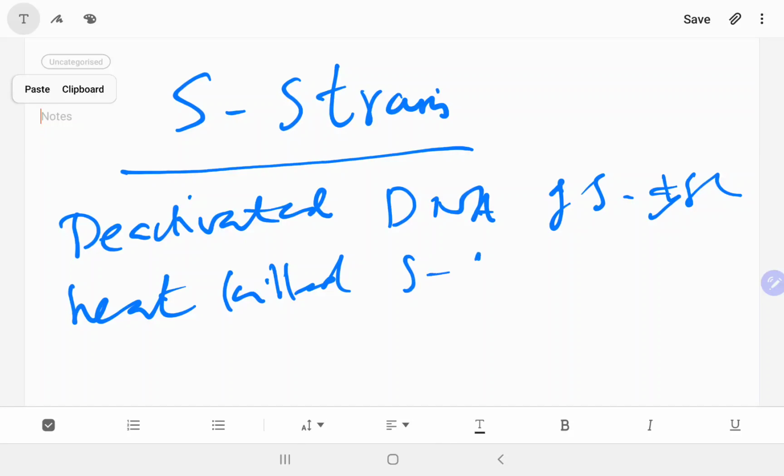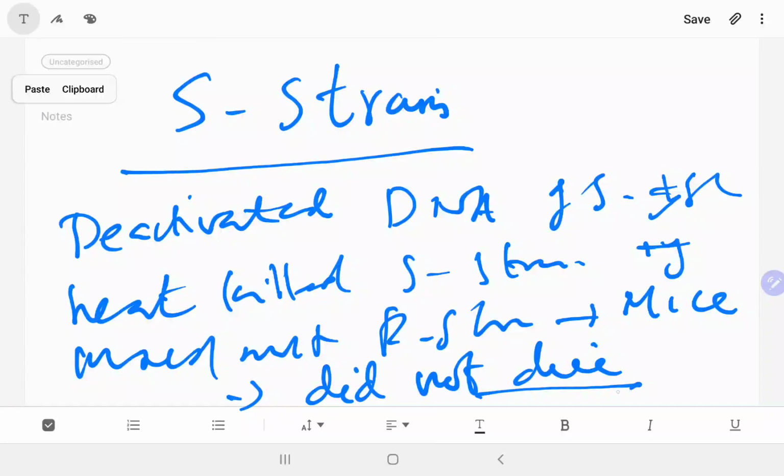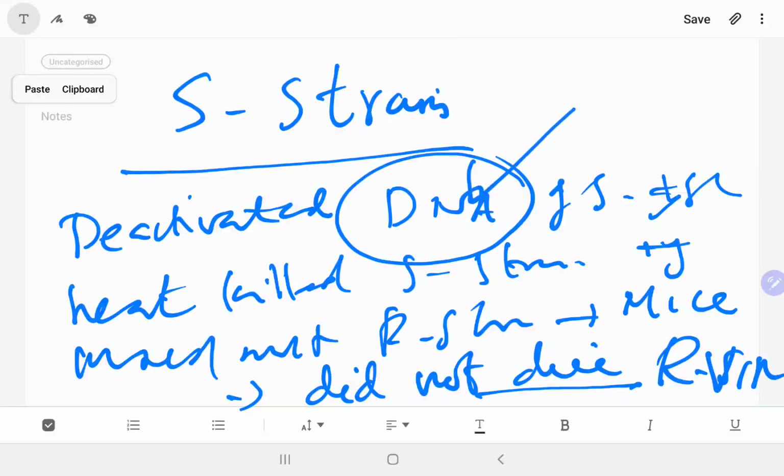They heat killed the S strain, injected it mixed with R strain into mice, and the mice did not die, because DNA was deactivated. Once the DNA is deactivated, it is not making the R strain virulent. So what was the transforming principle? DNA is the transforming principle. I hope you have understood this experiment very clearly. It is to prove that DNA is the transforming principle, not the protein.